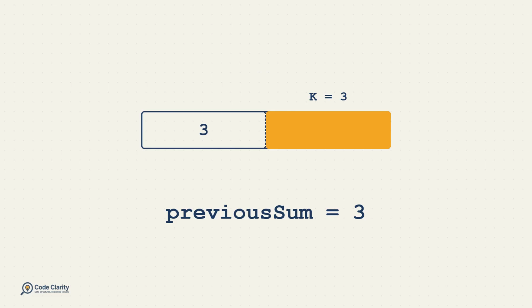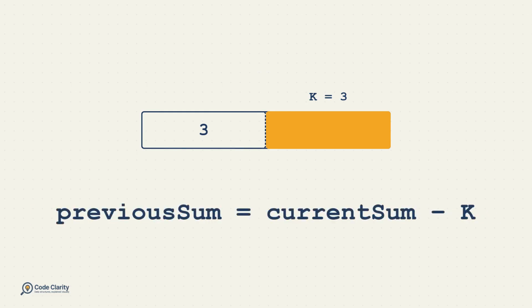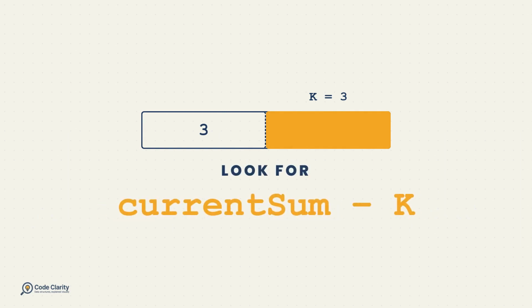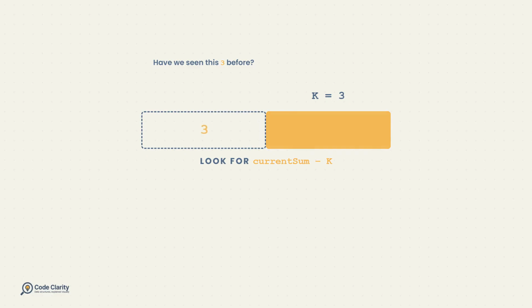Instead of searching for every possible subarray, we can ask a much simpler question. Have we seen currentSum minus K before? We know which prefix sum we need. Now we need a fast way to answer one question. Have we seen it before? That's where a HashMap helps. Instead of searching through every previous prefix sum, we can look it up directly. And on average, that lookup takes constant time.